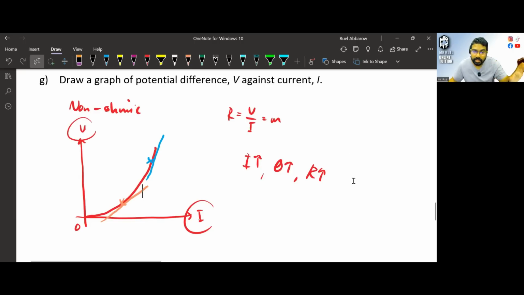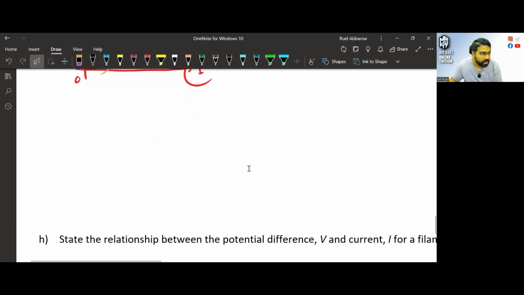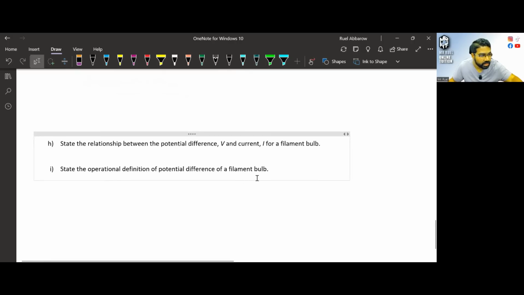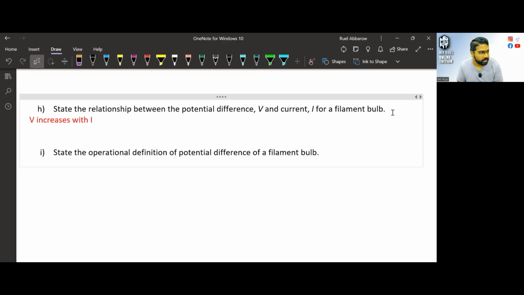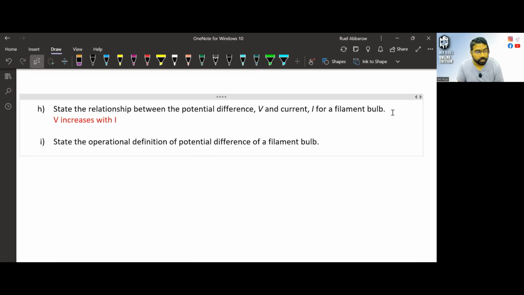Okay. So based on this graph that you have drawn, state the relationship between V and I for the filament bulb. So what is the relationship? How do you state this relationship? Very simple. The relationship is V increases with I. Okay, V increases with I.